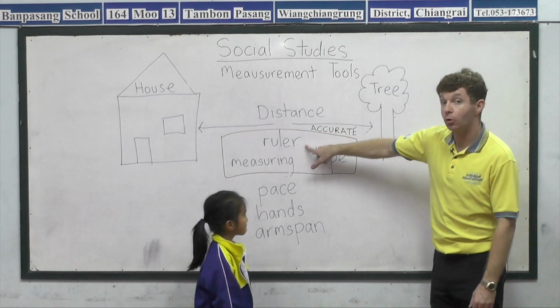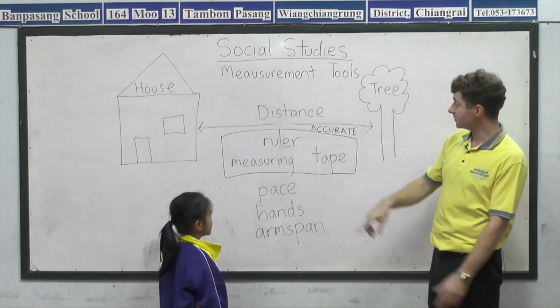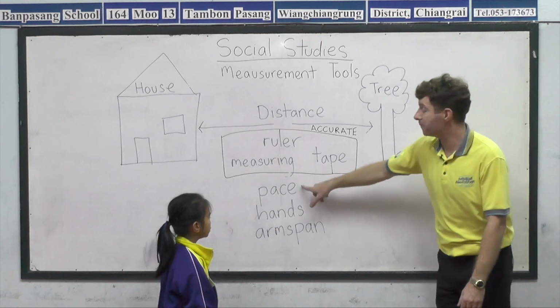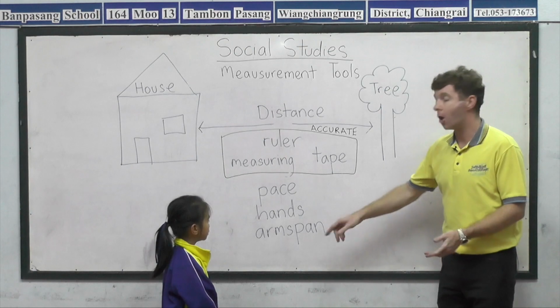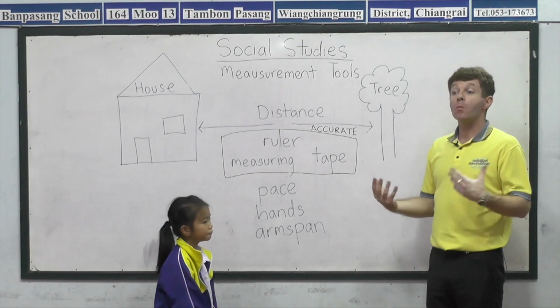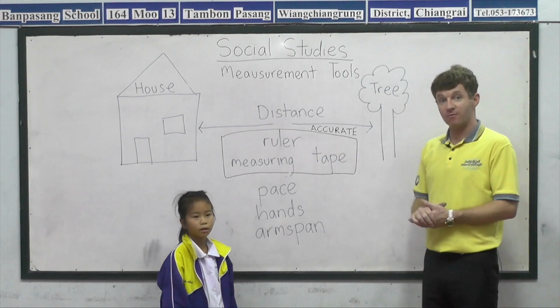Accurate, ruler. Measuring tape. Not accurate, pace. Hands. Arm span. And why is it not accurate? Because everybody's bodies are different.